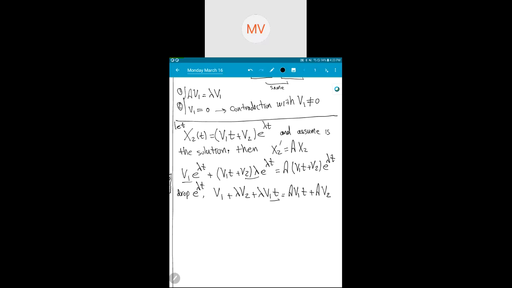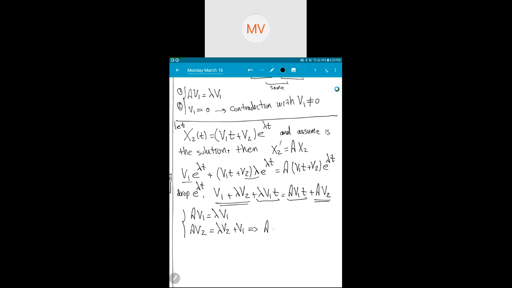And again, I have terms that have t in them, and I have constant terms with no t variable. So let's set them equal to each other. So I get these two equations. A v1 equals lambda v1. I forgot to ask you a question. You said equation 1 is correct. I forgot to ask you why it is correct. Well, I'll ask you this time. And the other one is A v2 equals lambda v2 plus v1.